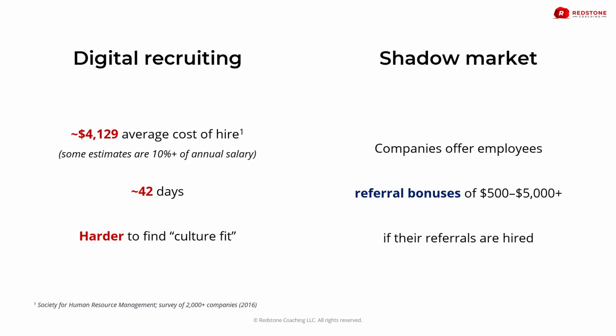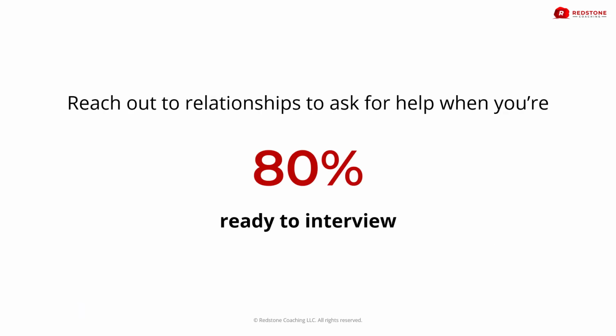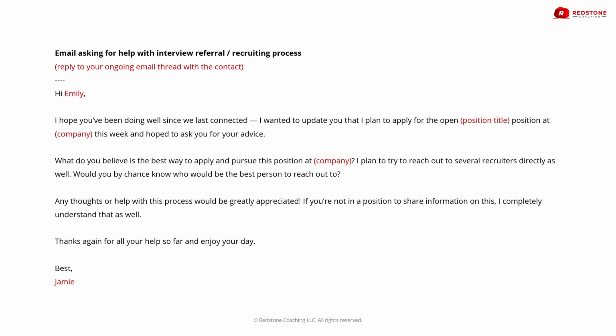So, shadow market and networking is the most effective strategy. You want to reach out to your relationships and ask for help when you're about 80% ready to interview. We also talked about at the end of Module 7 how to actually go about reaching out to someone and asking for their help when you see an open position and you've already built the relationship. I'm not going to go through this whole message again, but I wanted to remind you that we did discuss how to send that message.